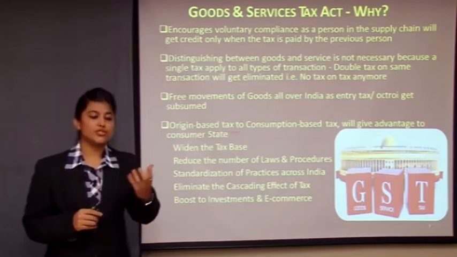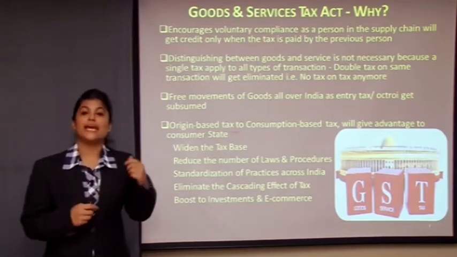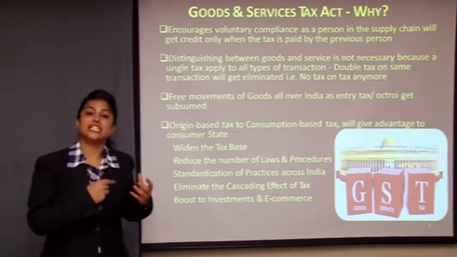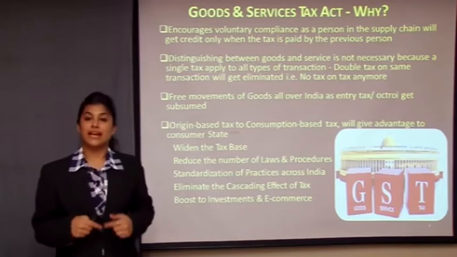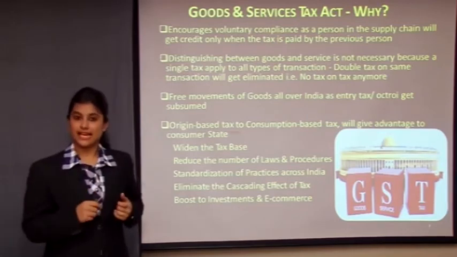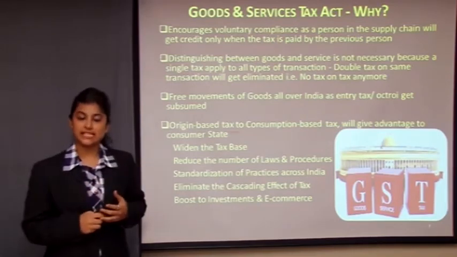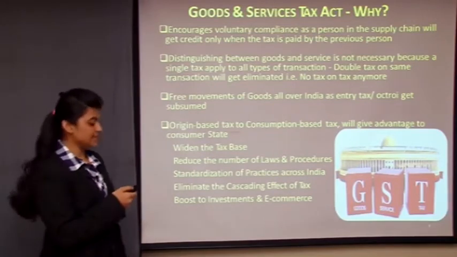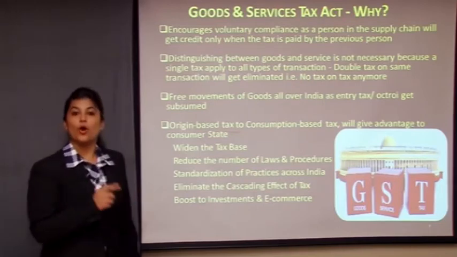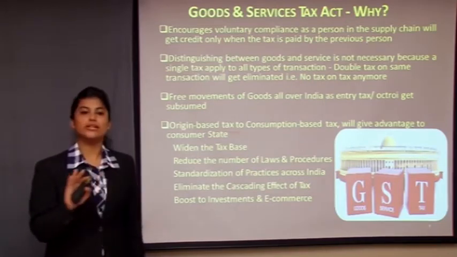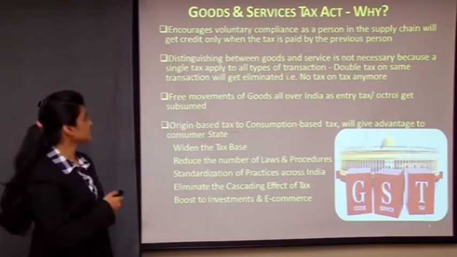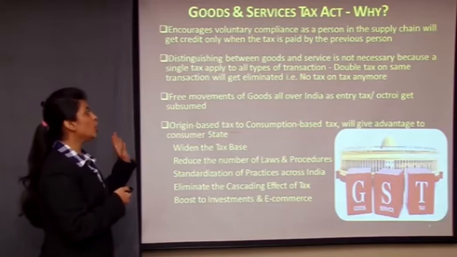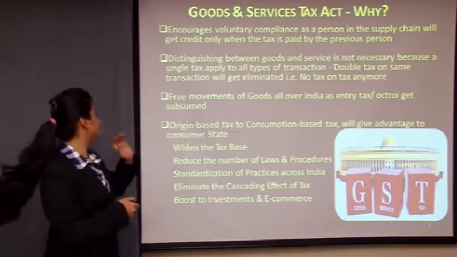Double tax on the same transactions will get eliminated. Firstly, when the producer has to produce goods, he has to pay excise duty on his product. Then after paying excise duty, CST 2% was also levied. But now, neither does he have to pay the excise duty, nor does he have to pay CST. Now, only a single tax, which is known as GST, has to be paid. No tax on tax has to be paid now. Double tax on same transactions will get eliminated. No tax on tax anymore.